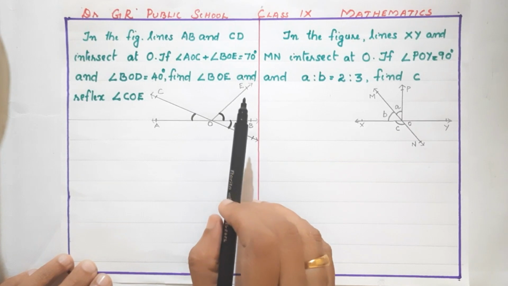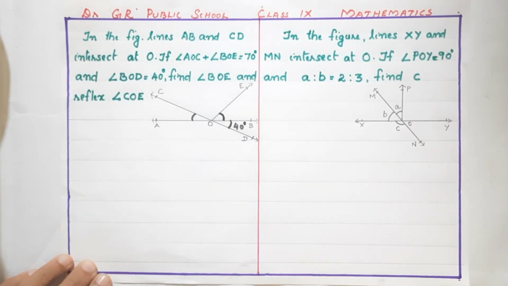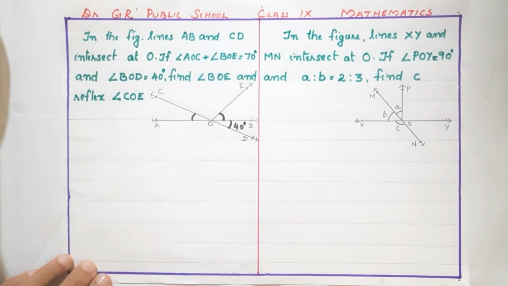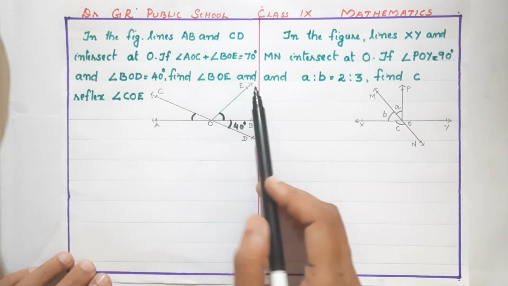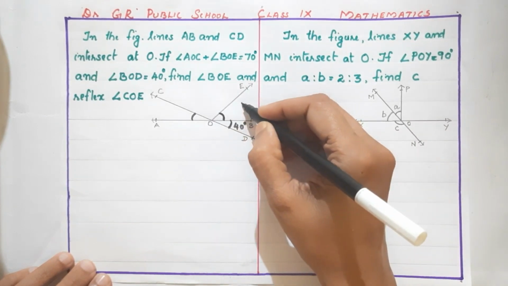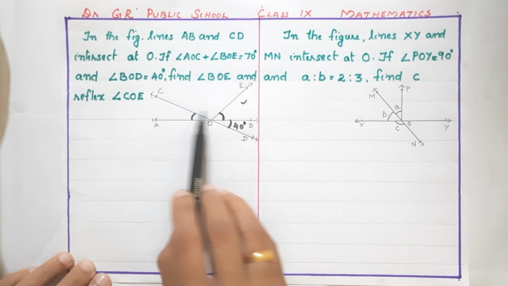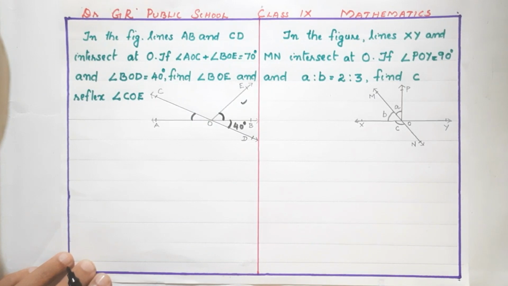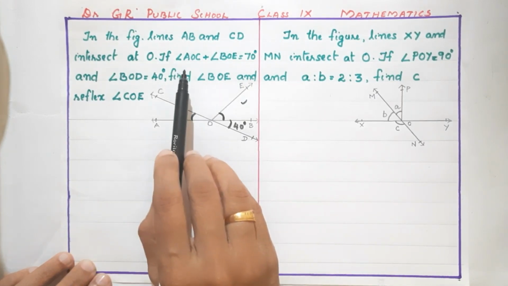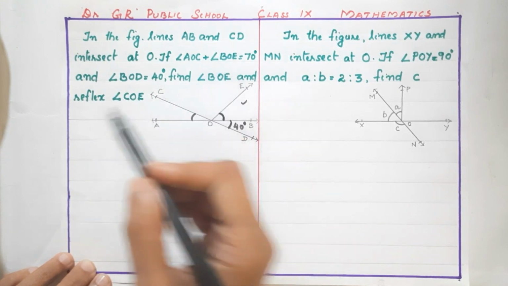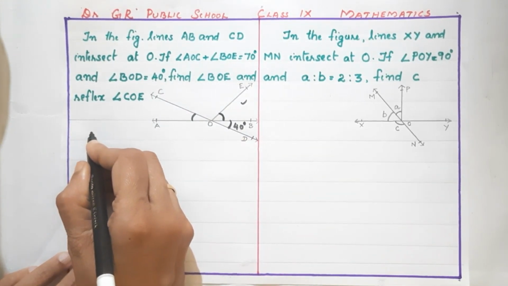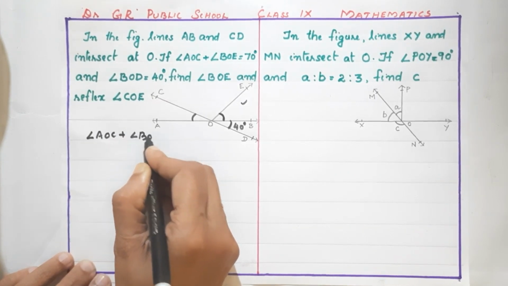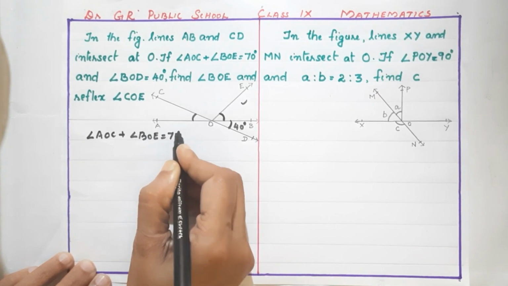Our question is to find out BOE. Okay, find angle BOE. Then one more question. We have to find out angle BOE, this one. The sum of these two angles is given. We have to find out one of these. Okay. So, angle AOC plus angle BOE is equal to 70 degree. That is given.